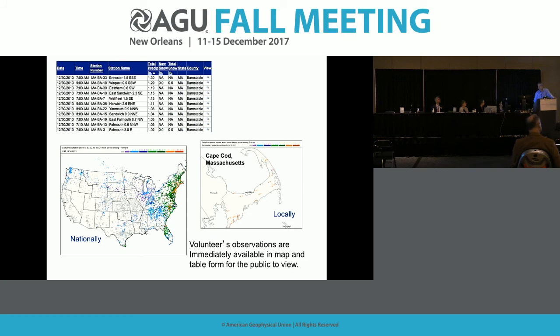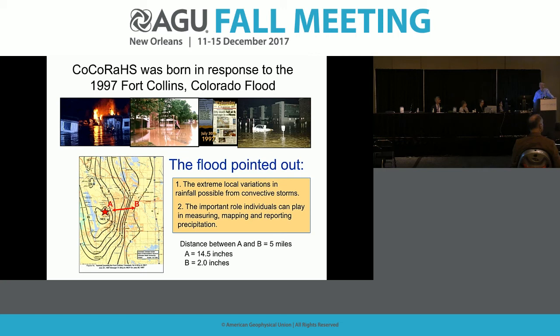How did it all start? Just brief history. There was a deadly flash flood in Fort Collins, Colorado back in the summer of 1997, and it was clear that there were not enough observations from the cooperative program. The radar down in Denver didn't quite catch all the precipitation that was falling. So the impetus was to go and get citizen scientists involved.